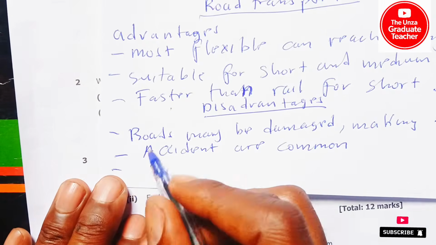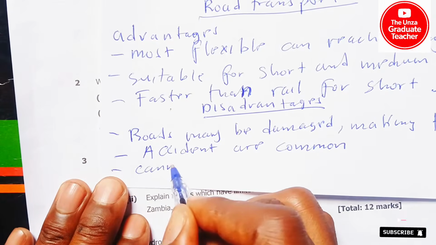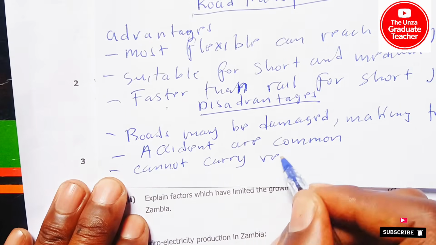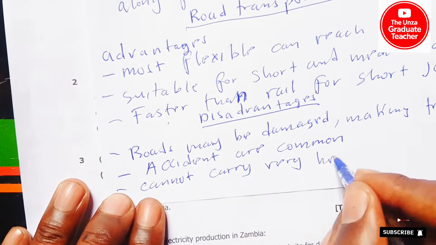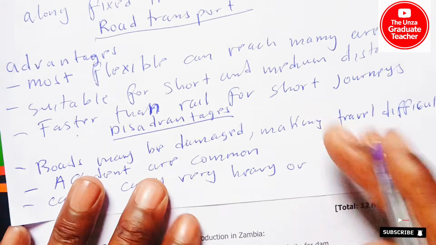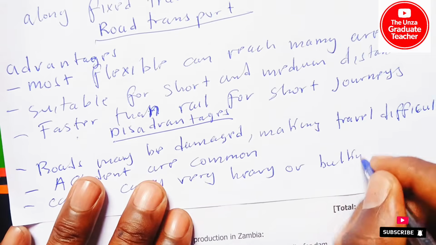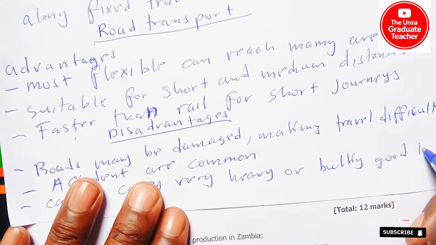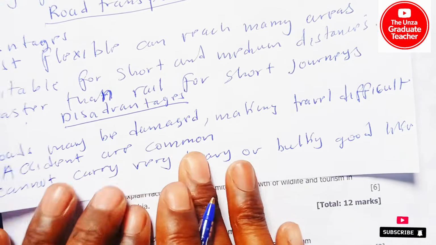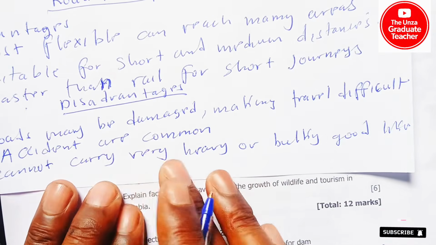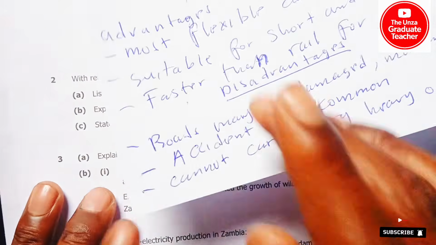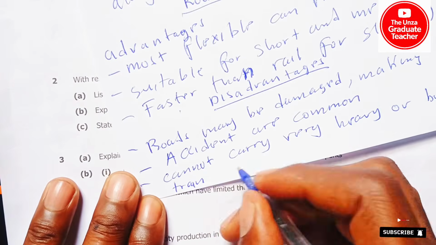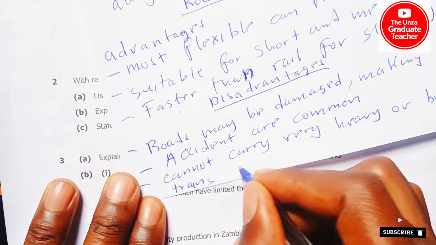The last disadvantage, you say cannot carry very heavy or bulky goods like trains can. Say like trains can.